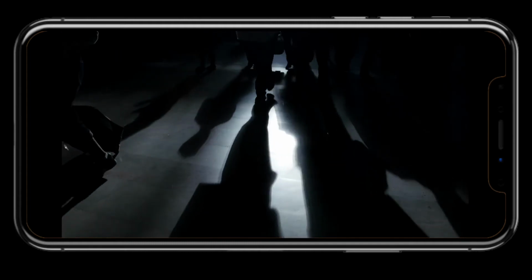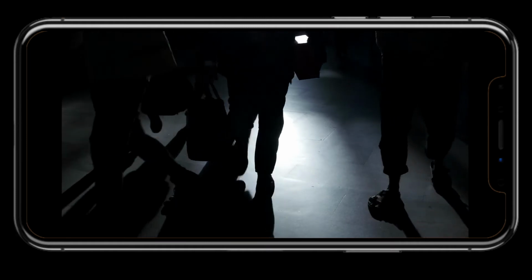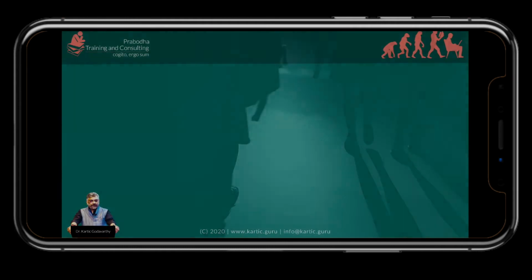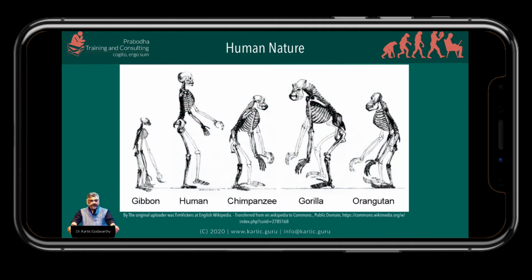Well, number one, the most loud and obvious biological aspect of the human species is the erect posture and bipedalism. We are standing on two legs, and we are standing on two legs habitually. We are not occasionally standing on two legs like other animals. So, erect posture and bipedalism. How did this evolve? What happened because of it? What are the causes and consequences? All that we'll see later when I discuss evolution.